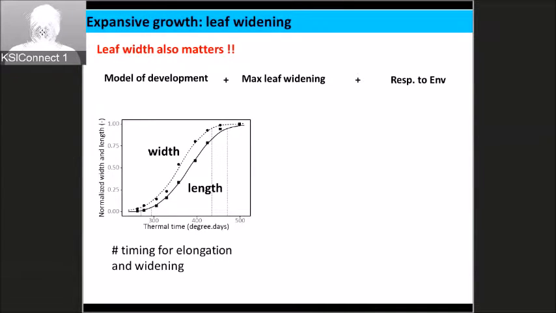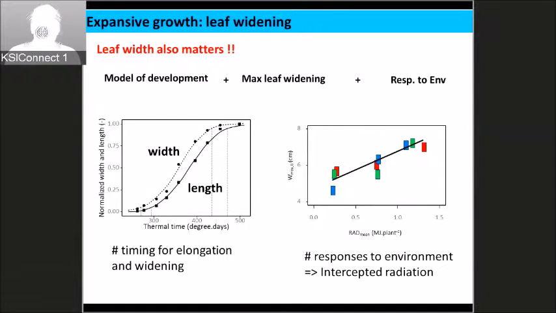Just an example. Here is the increase in width and length for a single leaf. And you can see that the timing of elongation and widening are different, with the widening occurring well before leaf elongation. So first, we have to consider that in the model of development. You can imagine easily that the maximum widening rate will be really different from the leaf elongation rate. And more surprising was the response to the environment. Those responses were really different compared to the responses of leaf elongation.